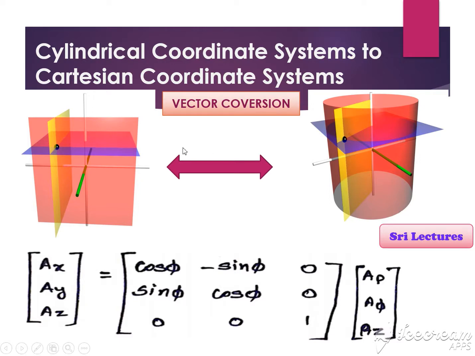In this video, we discuss how to convert the cylindrical to Cartesian coordinate system in vector form, and from that we can also derive the conversion from Cartesian to cylindrical in vector form. This is the final result.